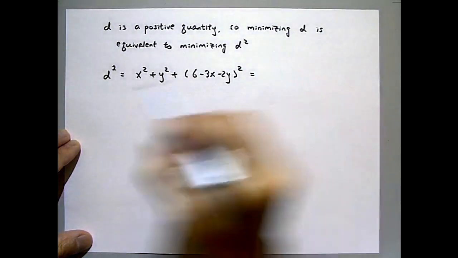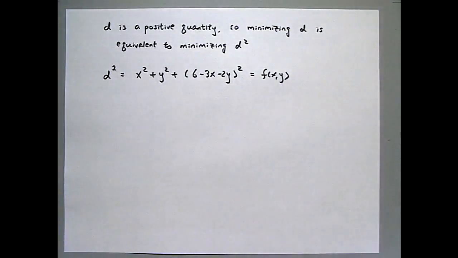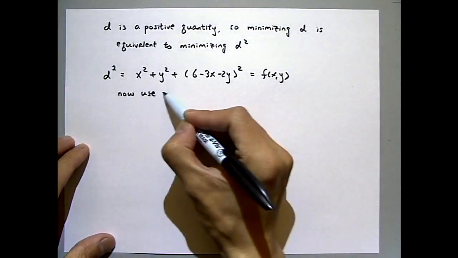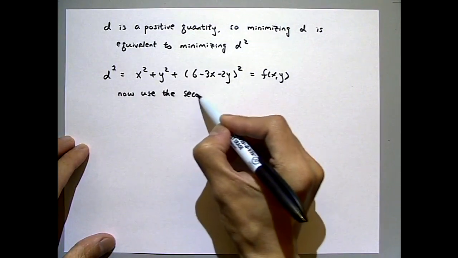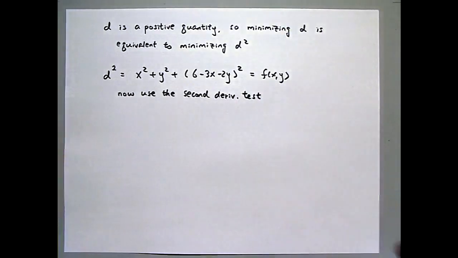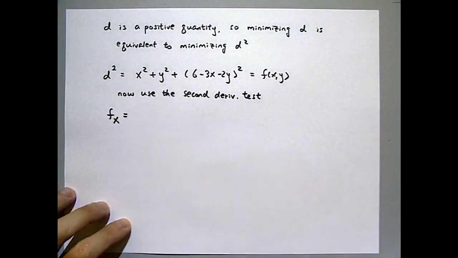And let's just call this d squared function f. This new function, f, is really the square of the distance. Now we can use the second derivative test. Now we're down to a problem that we have dealt with last time: a function of two variables, find the critical points, find d, etc. All right, so let's do that.